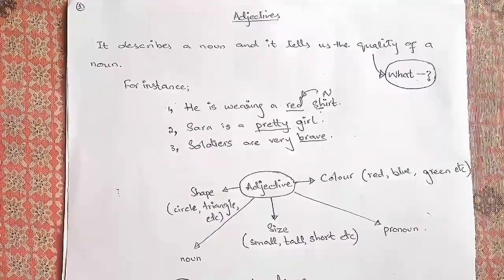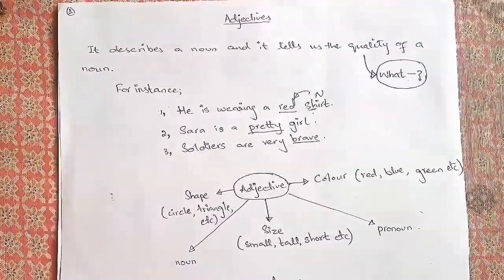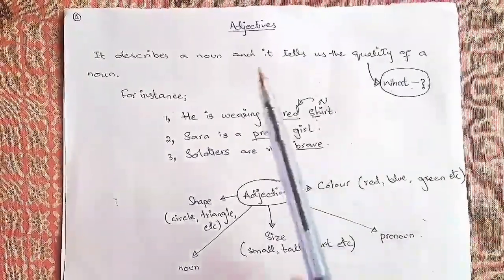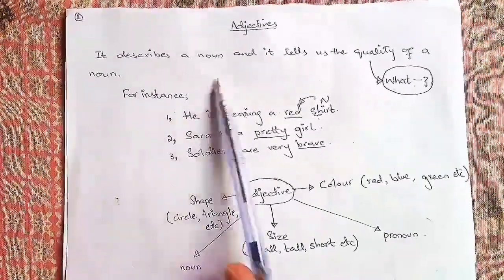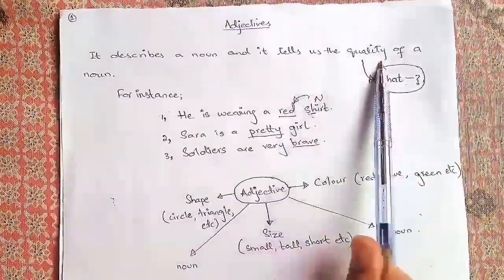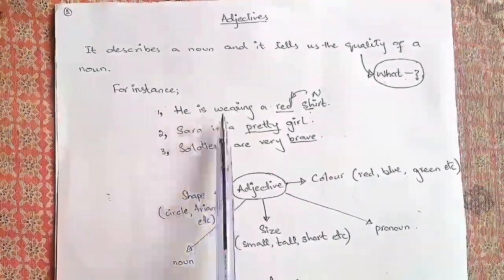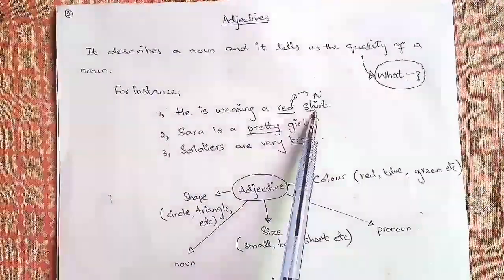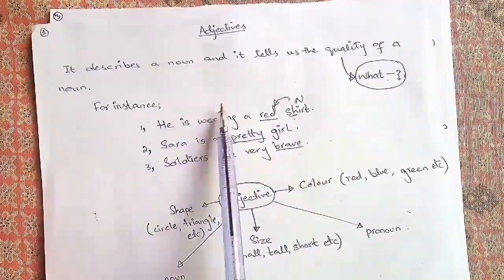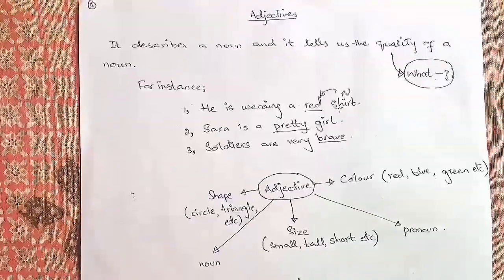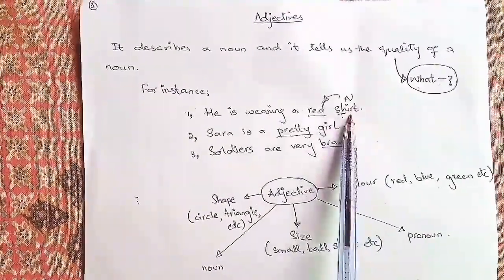We will learn about adjectives and their kinds along with examples. So what are adjectives? Adjectives are the part of speech that describes a noun and tells us the quality of a noun. For instance, if I say, he is wearing a red shirt. In this example, first of all, you have to find out the noun. So where is the noun? Shirt is the noun. It's a common noun.